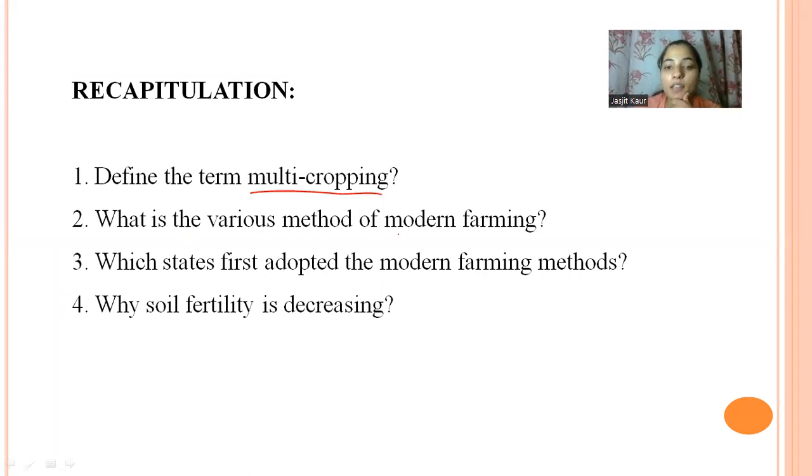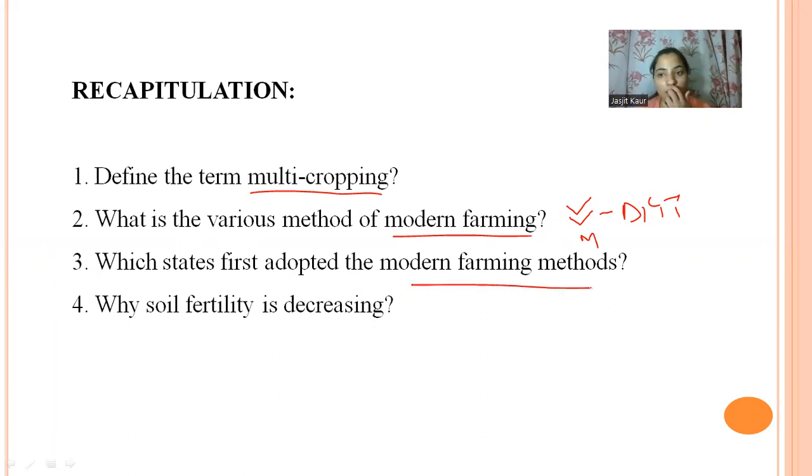So now what are the various methods of modern farming? How are we able to do modern farming? Very good. We can use HYV seeds. We can use good irrigation facilities like canals, dams, and tubewells. And we can also use good machinery. Yes, very good. Now which states first adopted the modern farming method? Yes, very good students. Modern farming methods were first adopted by Punjab, Haryana, and Uttar Pradesh.